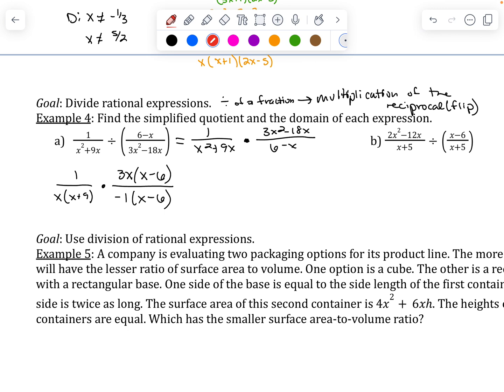And we look for things that we can cancel. The x's are gone, and the x minus 6 is gone. Final result, 3, which I'm just going to put as the negative on top there, not that it really matters, over x plus 9. Domain: x cannot equal 0, x cannot equal negative 9, and x cannot equal 6.